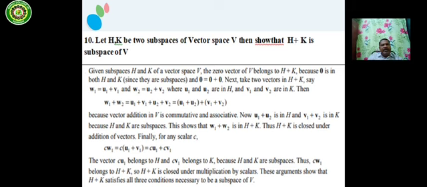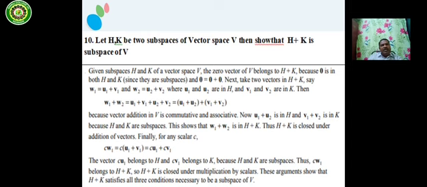Next we define two vectors W1, W2. These two are of the form u1 plus v1, u2 plus v2, where the u elements belong to H, the v elements belong to K, and the w elements belong to H plus K. So now W1 plus W2 equals u1 plus u2 plus v1 plus v2, where the u elements belong to H and the v elements belong to K. So W1 plus W2 belongs to H plus K, which means it satisfies the first property.